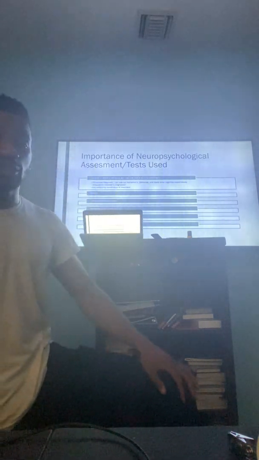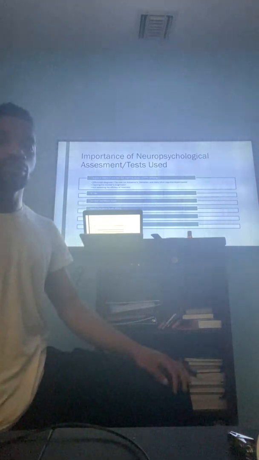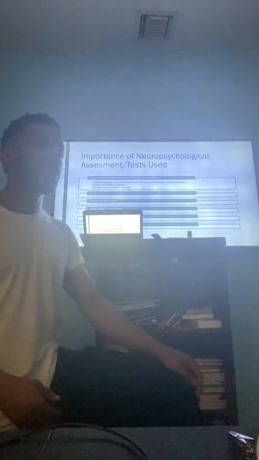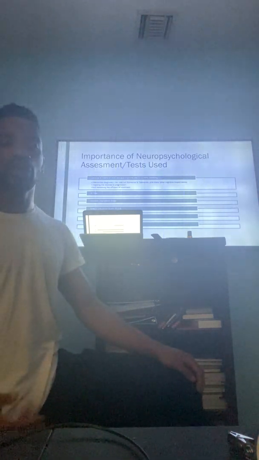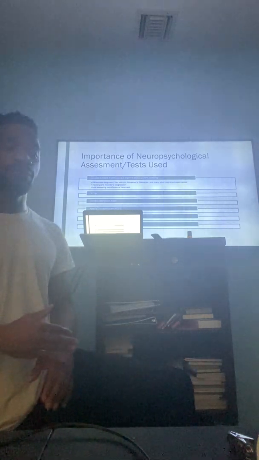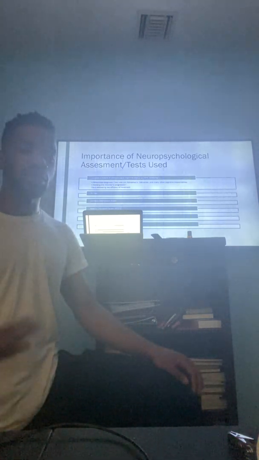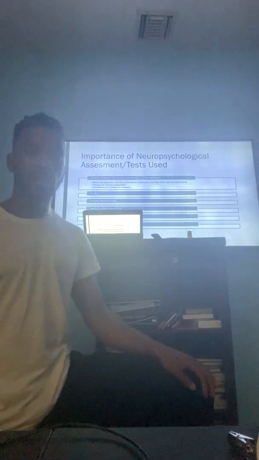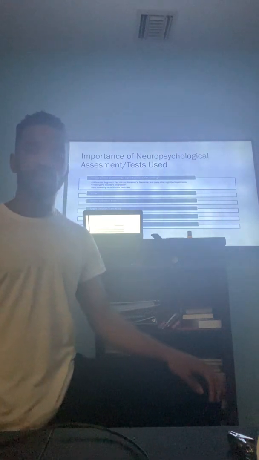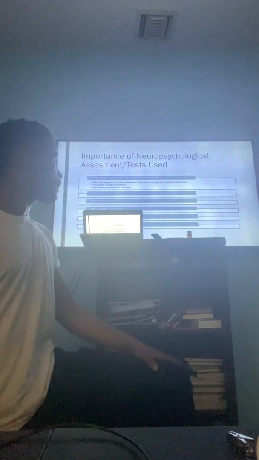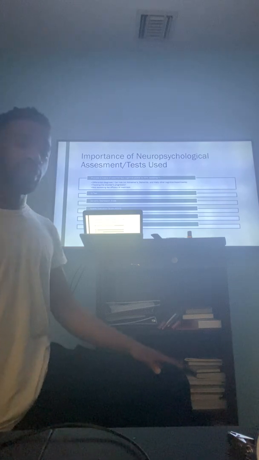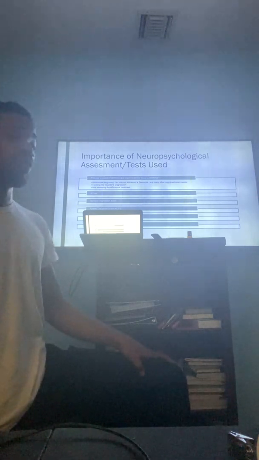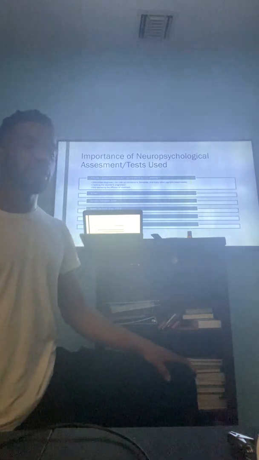Importance of neuropsychological assessments and what tools are used. So the importance of these assessments is that they provide a basis of understanding of what's going on and how to differentiate the differential diagnoses, meaning that we could cross out Alzheimer's, we can cross out dementia and other impairments to the head or impairments to the brain. We can also track the progression of the disease as well. And we can also make an efficient treatment plan for this disease.